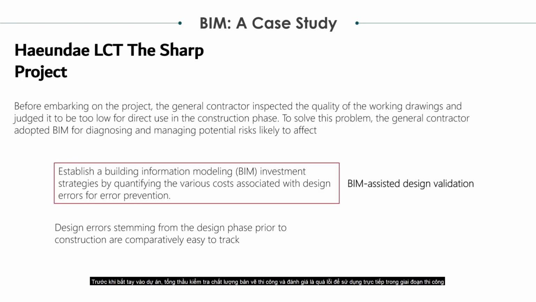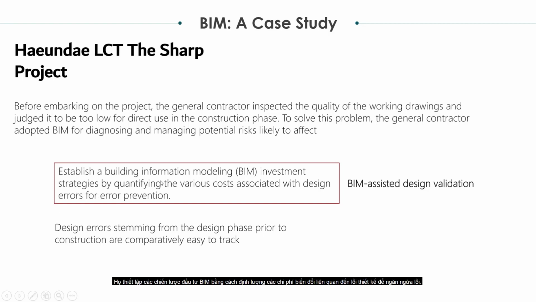Before embarking on the project, the general contractor inspected the quality of the working drawings and judged it to be too low to use directly in the construction phase. So the general contractor checked the drawings and thought that the quality of the drawings was very low. To solve this problem, the general contractor adopted BIM for diagnosing and managing potential risks. Because if we execute the project with errors in the drawings, there will likely be a risk that occurs at the end.